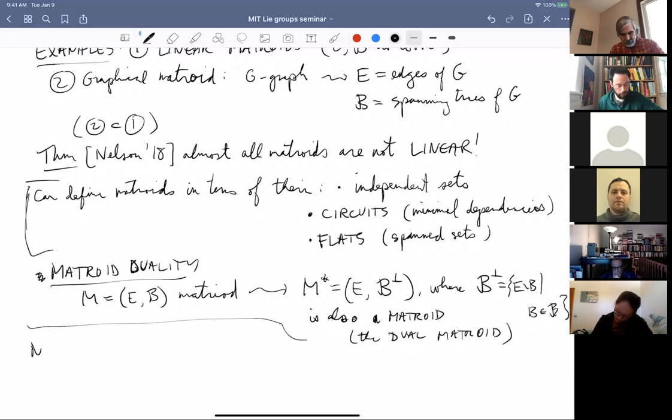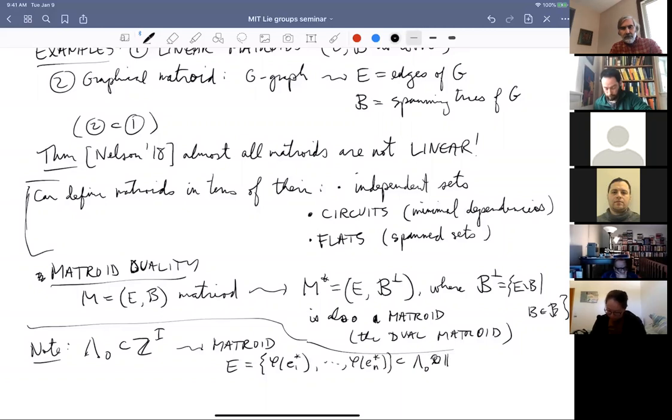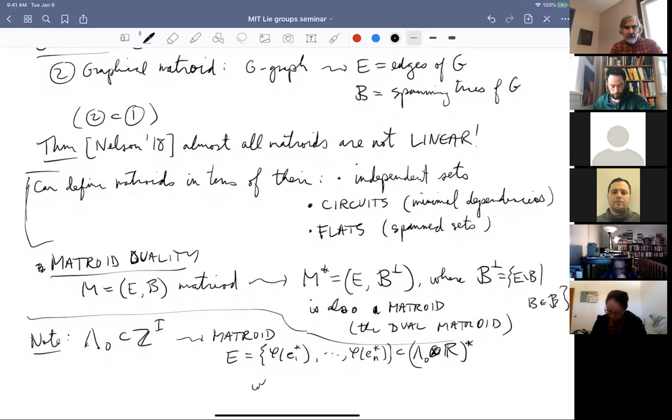So note that, this seems perhaps different from what we talked about earlier. If you start with a sublattice lambda naught as before, then one gets a matroid by considering the set of the images of the standard dual vectors in lambda naught tensor R dual, where phi is the dual of the inclusion.